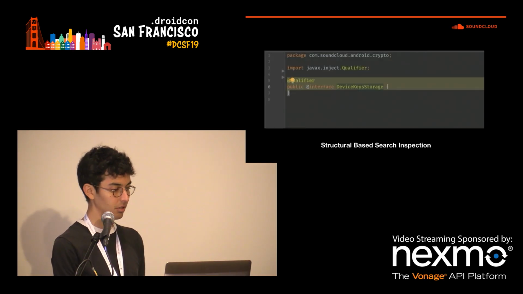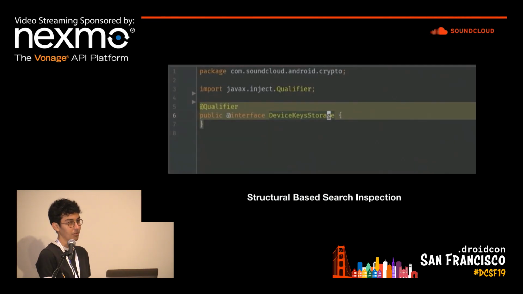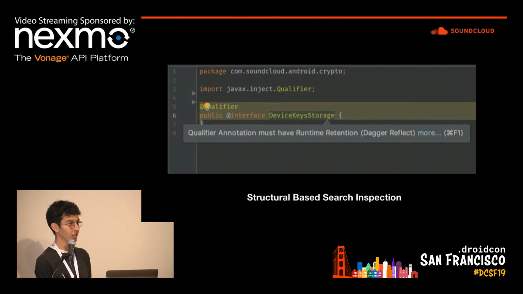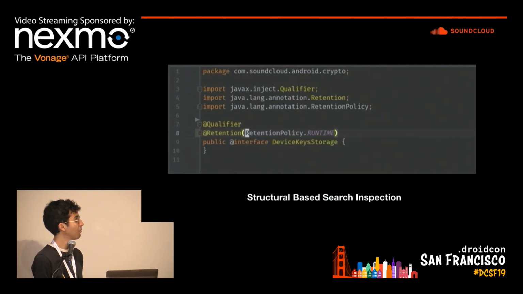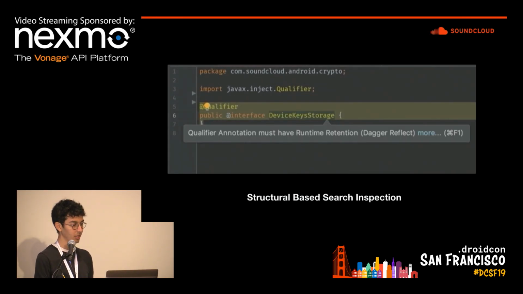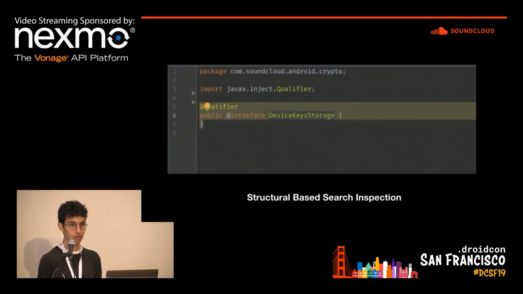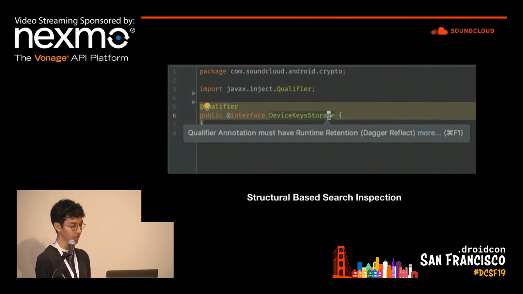In our code base, I also created a structural-based search inspection, which is not very useful these days because most of our code's in Kotlin and these only work in Java. But there is now a lint check in the Dagger Reflect project, which I'll get into a bit later, that will give you the same warning.